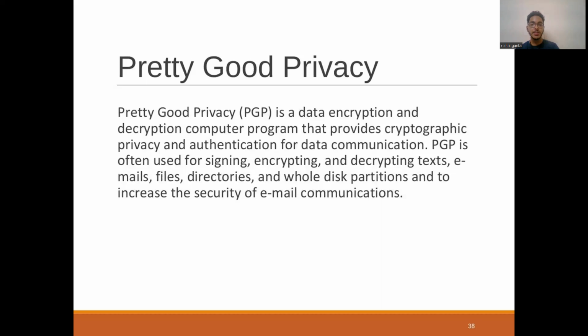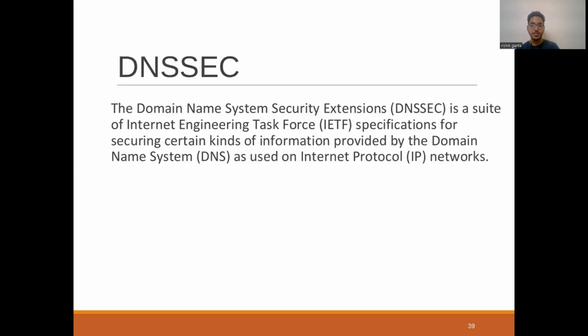Pretty Good Privacy, PGP. Pretty Good Privacy is a data encryption and decryption computer program that provides cryptographic privacy and authentication for data communication. PGP is often used for signing, encrypting, and decrypting text, emails, files, directories, and whole disk partitions to increase the security of email communications.